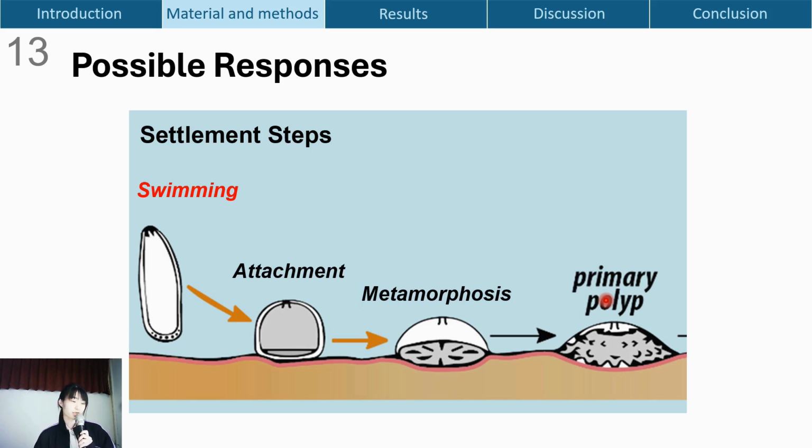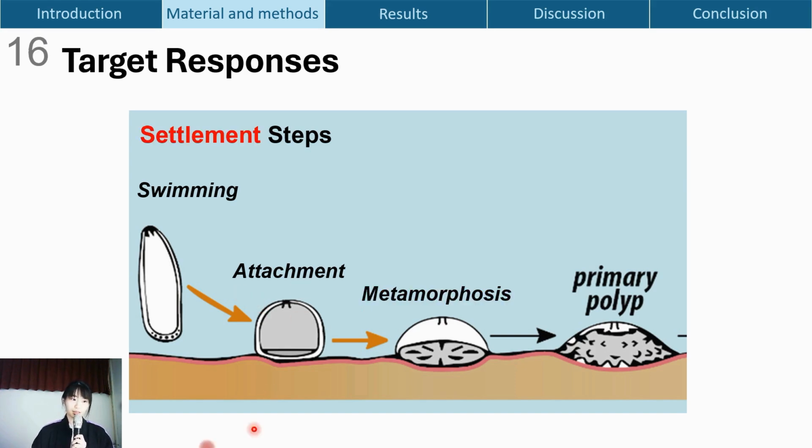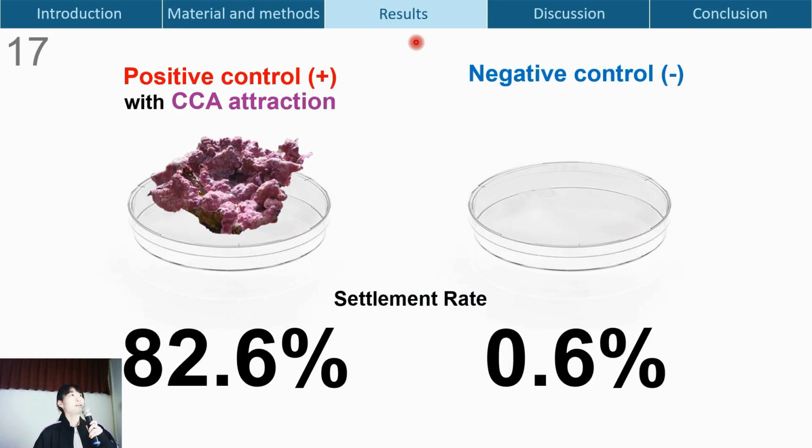So first, they swim in the water column, and then they attach to the surface, and then they undergo metamorphosis to change their body shape and transform. And this is the complete settlement we want to measure. And for the first result, they used the crustose coralline algae extraction to test the larvae's vitality, to test that they are living and good.